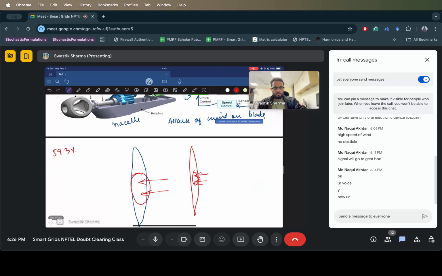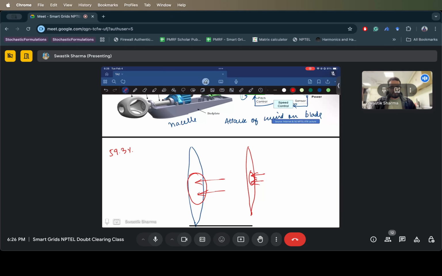Drivetrain losses will come, but he said theoretically, from the wind energy, only 59.3% of wind energy can be converted to electrical energy. Don't think of drivetrain losses or efficiency right now. Just think, why is that? What will happen if we achieve 100% electrical energy from wind energy?